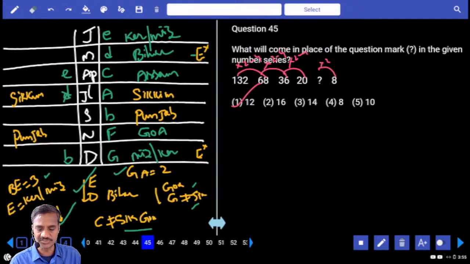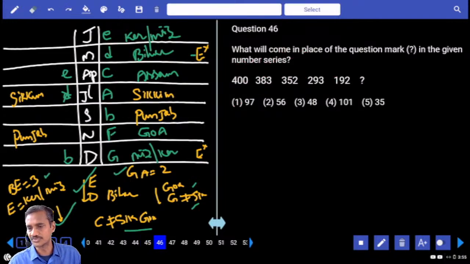The next one, 46. The series is 400 and 383. The difference is so much? 17. And 352 and 383, the difference is so much? 31. Isn't it? And 352 and 293, what is the difference here? 59 is the difference.